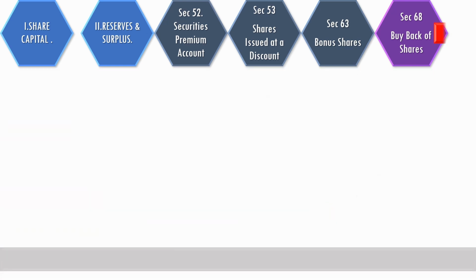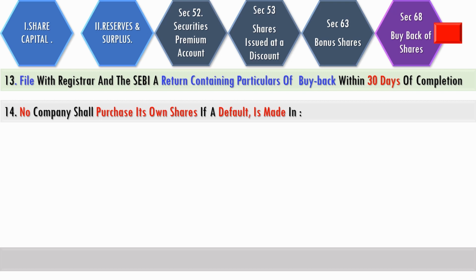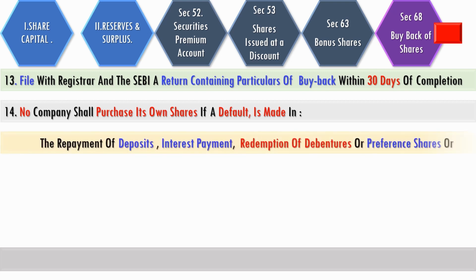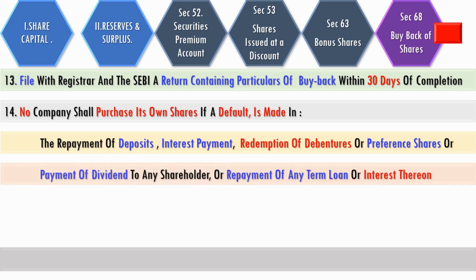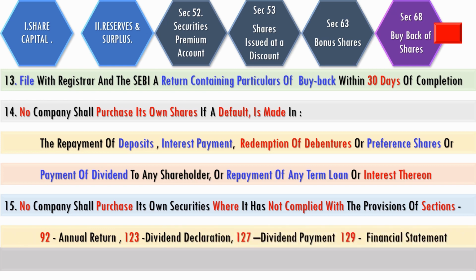A return containing the particulars of the buyback shall be filed within 30 days of completion with the registrar. No company shall purchase its own shares if it has defaulted in repayment of deposits, interest payment, redemption of debentures or preference shares, payment of dividend to any shareholder, or repayment of any term loan or interest thereon. No company shall purchase its own securities where it has not complied with the provisions of Section 92 for annual return, Section 123 for dividend declaration, Section 127 for dividend payment, and Section 129 for financial statements.